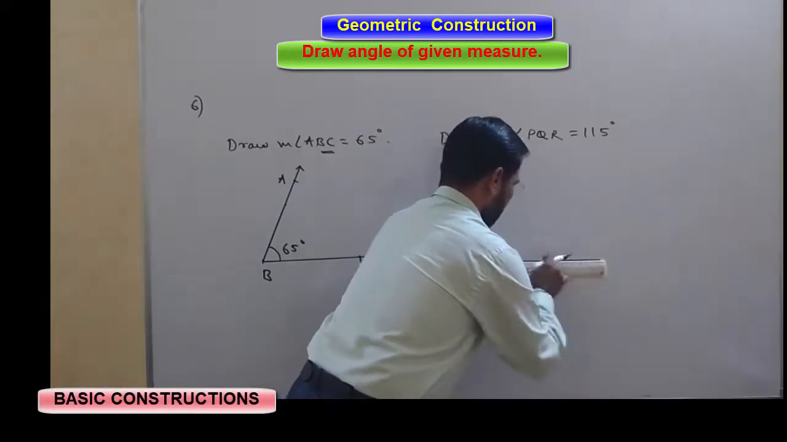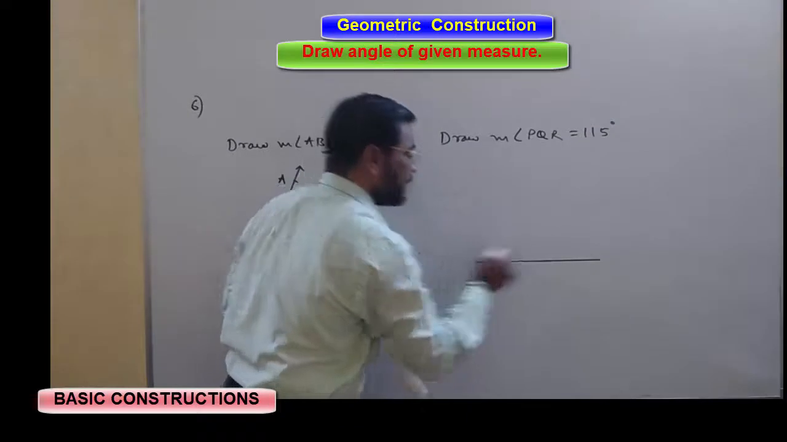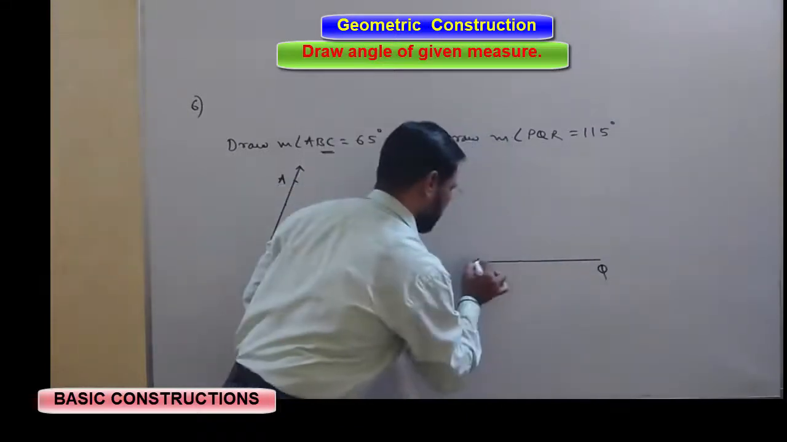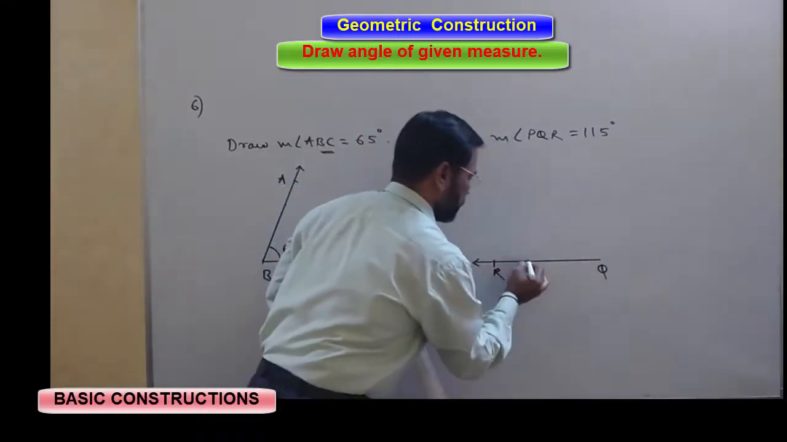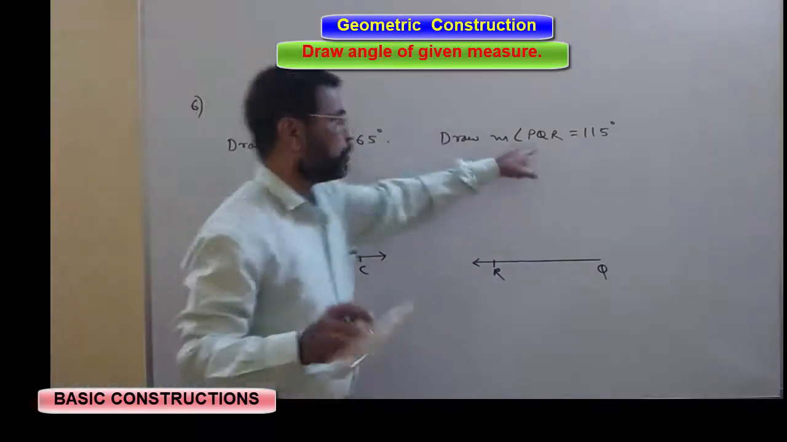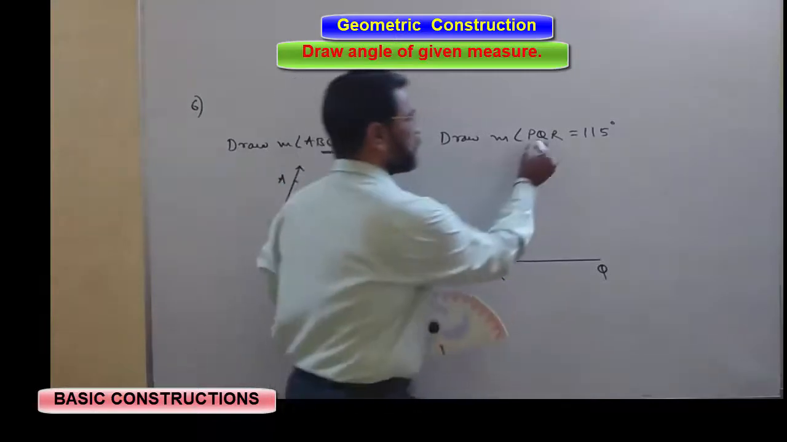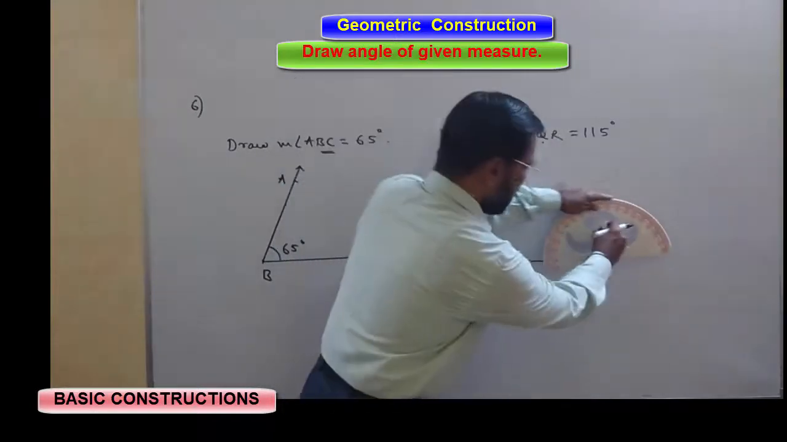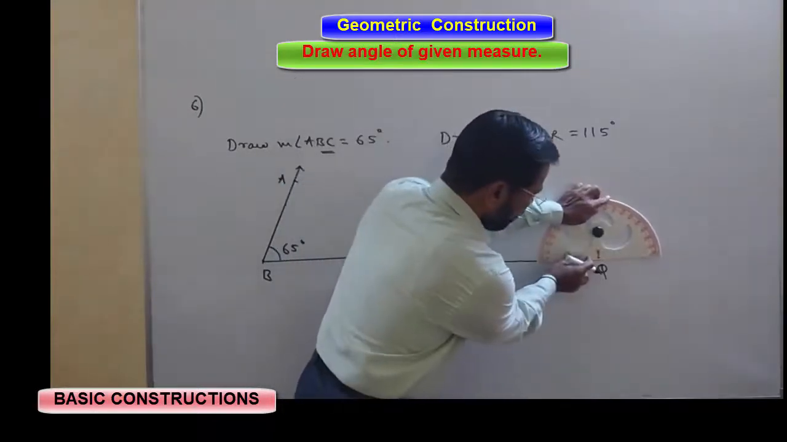Okay, like this. Base QR, but I will take Q to this side and R is here. Now we'll put the protractor on Q. Look here, this is the vertex of that angle. We should put the protractor on Q like this one.